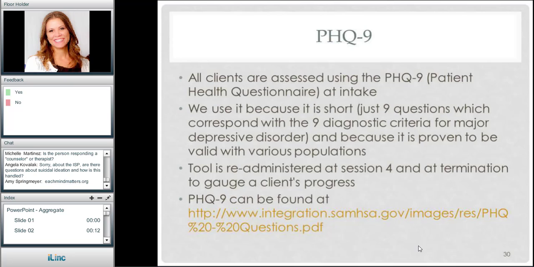And then there's a link there for the PHQ-9 if anybody's interested in that, and I think it's provided on the handouts for the webinar too. But that's all I have. Does anybody have any questions?